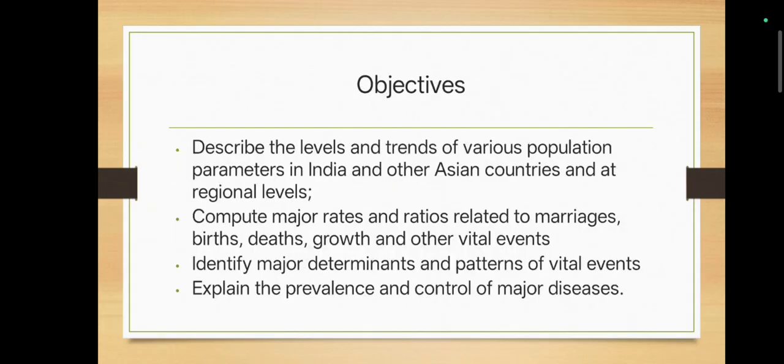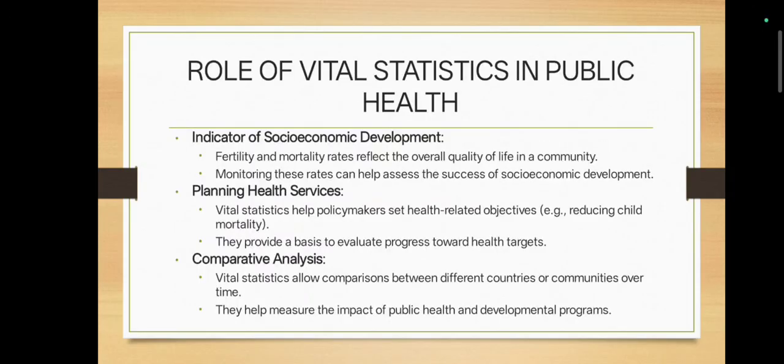Our objectives are clear. First, we will describe the levels and trends of population parameters in India and other Asian countries. Second, we will compute major rates and ratios related to marriages, births, deaths, and growth. Third, we will identify the major determinants and patterns of vital events. And finally, we will explain the prevalence and control of major diseases. Next is role of vital statistics in public health.